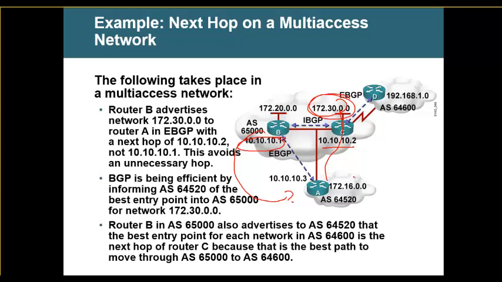See, normally if it is OSPF, you will be going like this. You will always go like this to reach this network. Even though there is a path like this, you will not be able to use it. Because the next hop will be 10.10.10.1. That is normal OSPF behavior or EIGRP behavior. The next hop will be 10.10.10.1, not 10.10.10.2. But BGP is slightly different from the normal. It provides the best entry point.